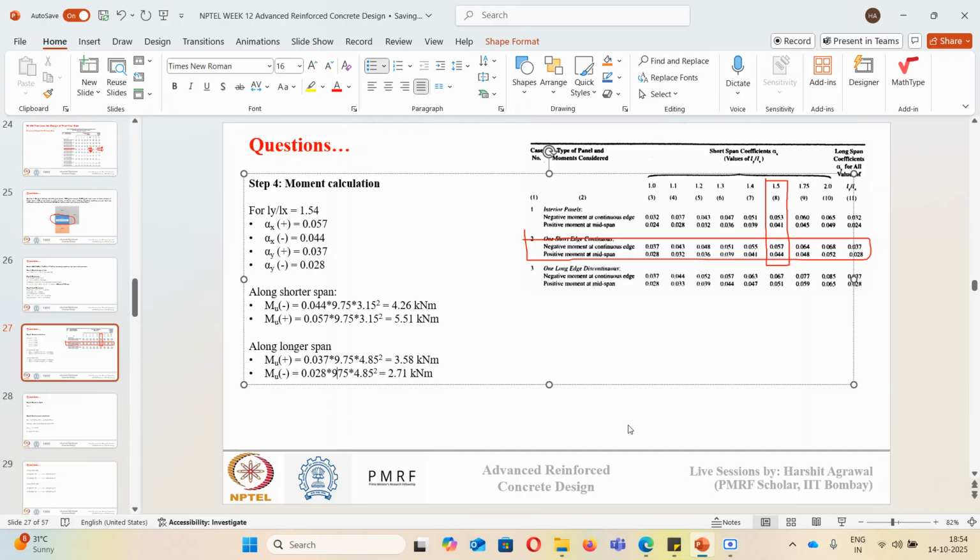Okay, so this value is 6.42. I mistakenly entered it, and this value will be 0.037 into 9.75 into 8.49. So you can cross check again. I'm just showing you the steps of how the calculation is done.